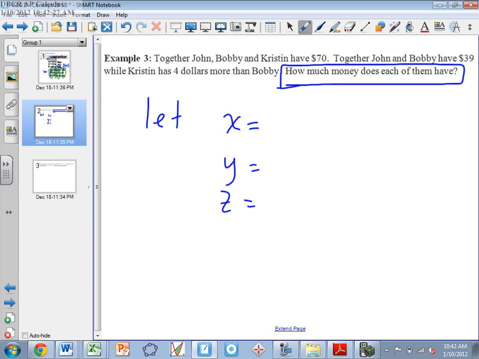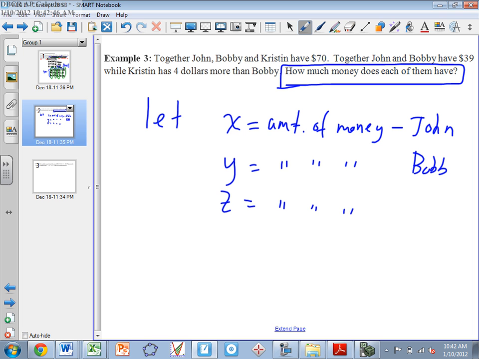The amount that who has? So the amount of money, okay, so amount, and again, don't write it 3 times, of money for John. Okay, now, I want amount of money for all the rest, don't I? Please don't write it 3 times, okay? Bobby and then Kristen. Okay? So, the amount of money for John, the amount of money for Bobby, the amount of money for Kristen.